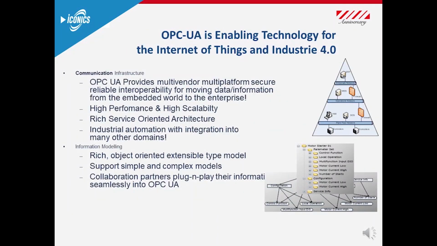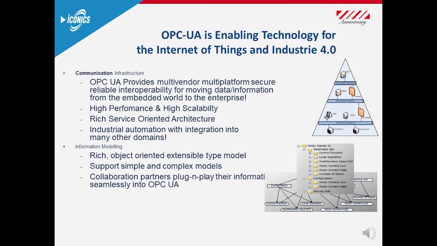So we know what OPC UA is. It's the enabling technology for the Internet of Things and Industry 4.0. It's both communication and information modeling. I think the real power behind this is the information modeling, building on top of the communications infrastructure, which allows us to take all these different partners that are building information models and take that information at the lowest level device and consume it at the client level as data without having any preconceived knowledge of what that data is.